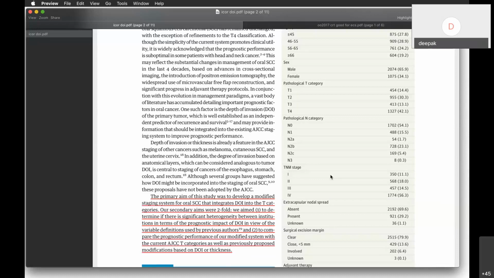Best fit the outcome of the patient when you did a Cox proportional hazards analysis. So the aim of the study was to develop a modified staging system where they had incorporated the depth of invasion, and they also wanted to see if the heterogeneity between the different institutions had an impact on the prognosis, and they also wanted to see the prognostic influence of the current AJCC category with the previous proposed modifications based on depth of invasion. So that was their primary goal.